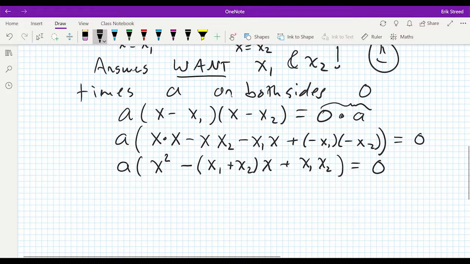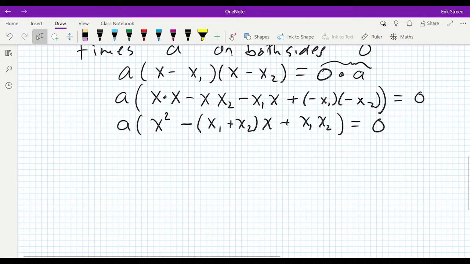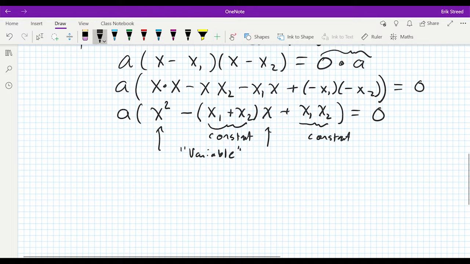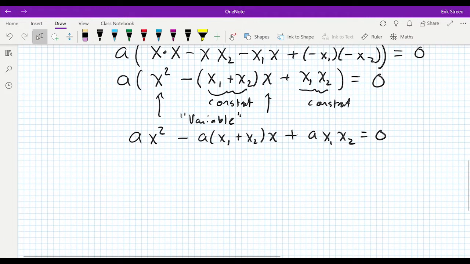So this is a lot of x's and only one little o. So let's keep in mind that this is a constant, and this is a constant, and that x is a nominal variable that, if it's a root, is equal to x1 or x2. So let's simplify this down a little bit more. So we've got ax squared minus a times x1 plus x2, x plus a x1 x2 is equal to 0.